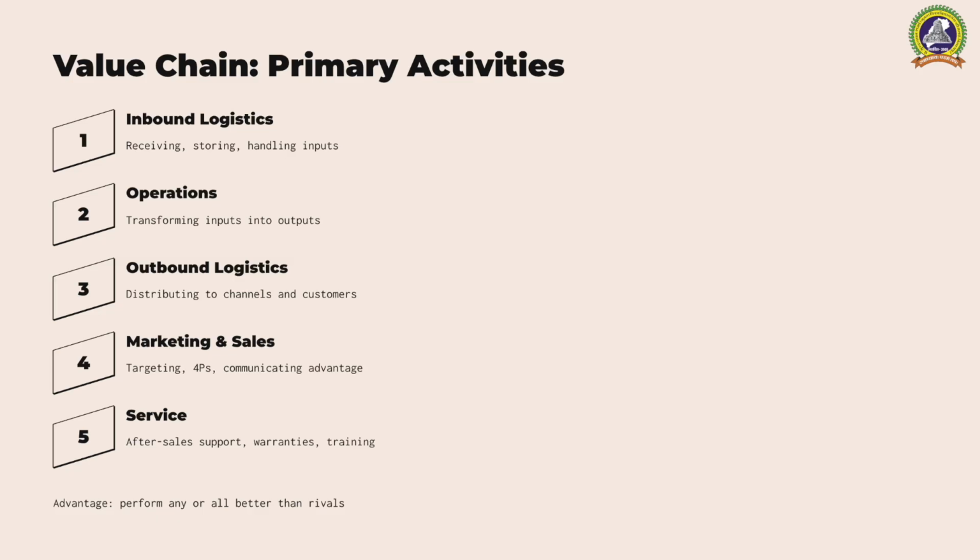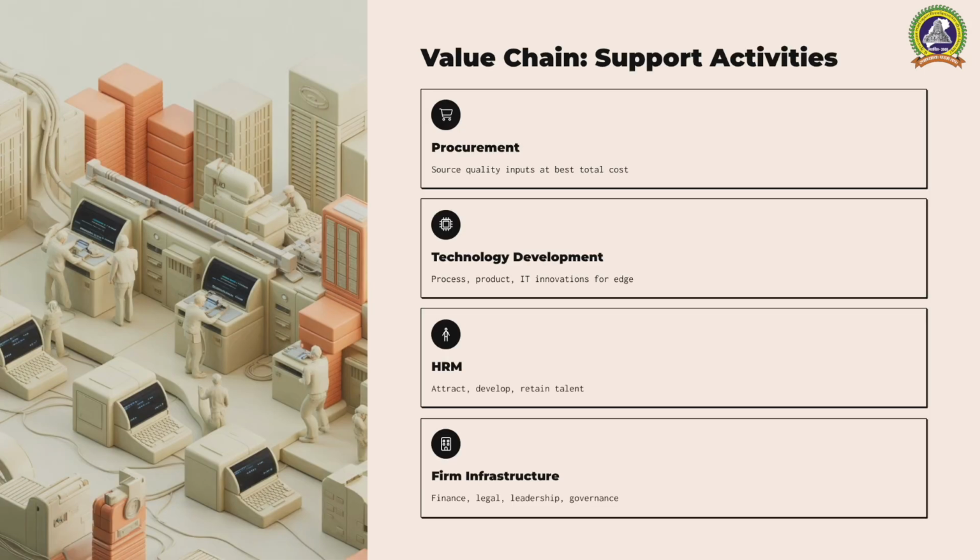Now we have services. This refers to all activities after the product or service has been sold. What support services does the organization offer? This may come in the form of after sales training, guarantees, and warranties. A firm develops its competitive advantage by performing any or all of these activities better or more effectively than its rivals. Now, the primary activities cannot function on their own.